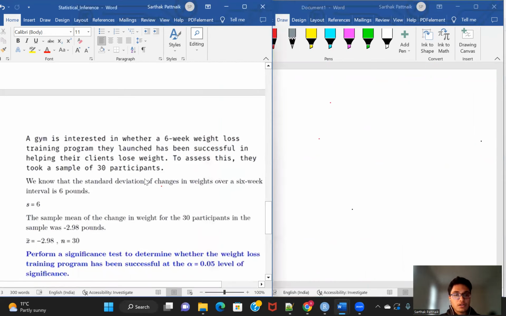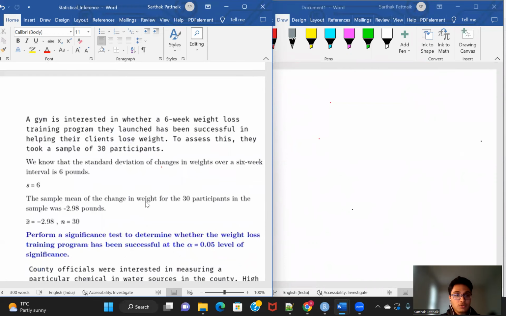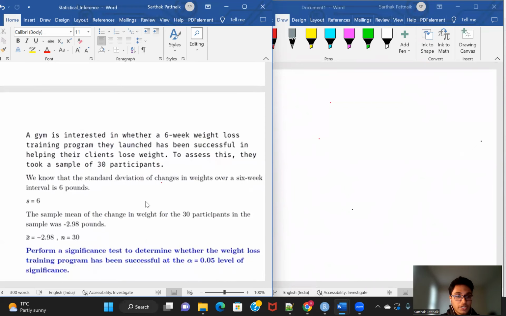A gym is interested in whether a 6-week weight loss training program they launched has been successful in helping their clients lose weight. To assess this, they took a sample of 30 participants. We know that the standard deviation of changes in weights over a 6-week interval is 6 pounds. The sample mean of the change in weight for the 30 participants in the sample was minus 2.98 pounds. Perform a significance test to determine whether the weight loss training program has been successful at 0.05 level of significance or not.